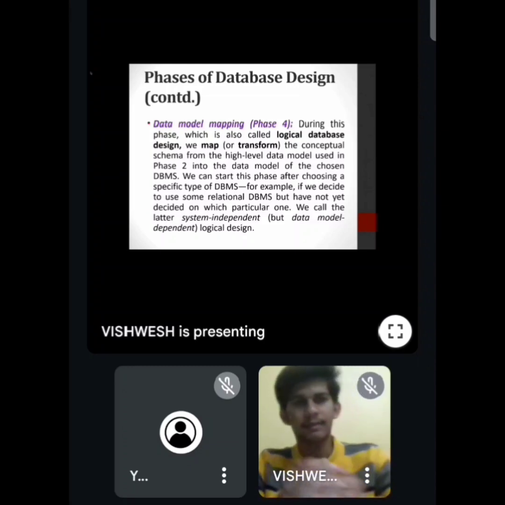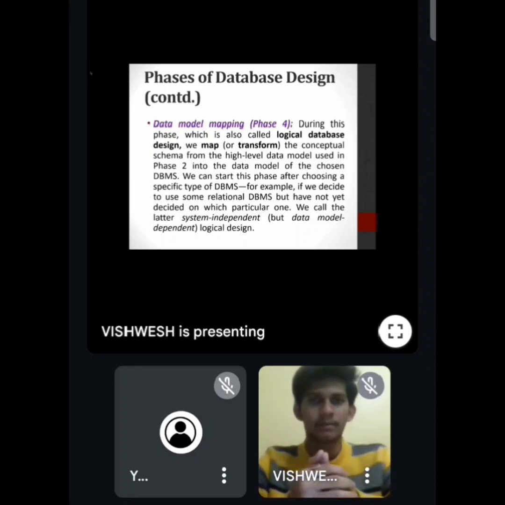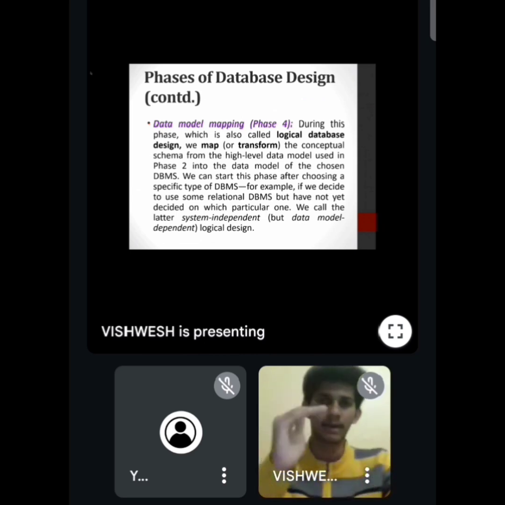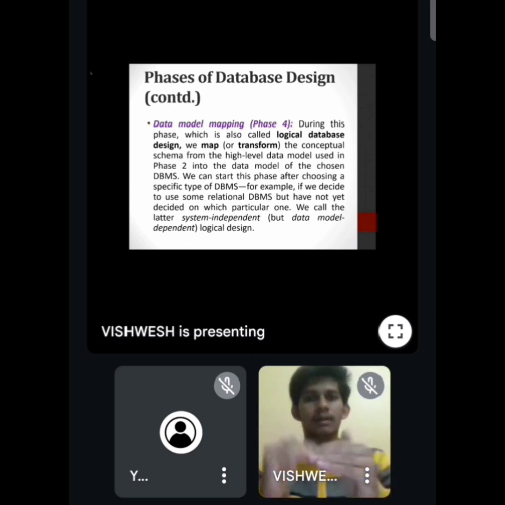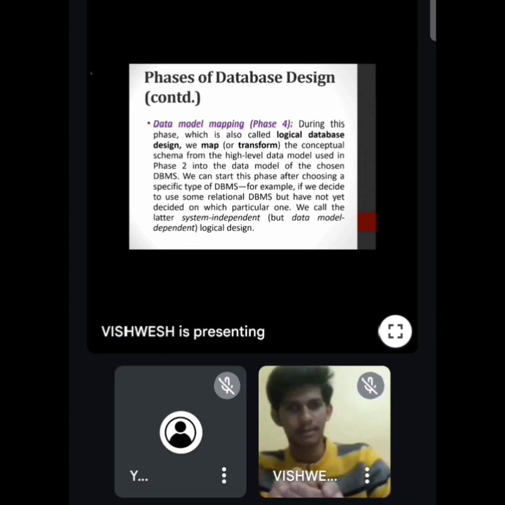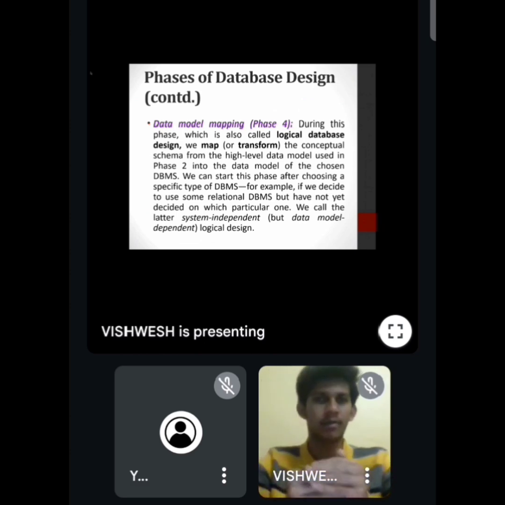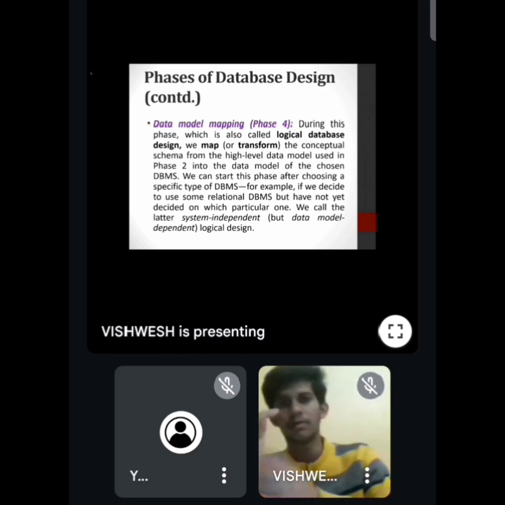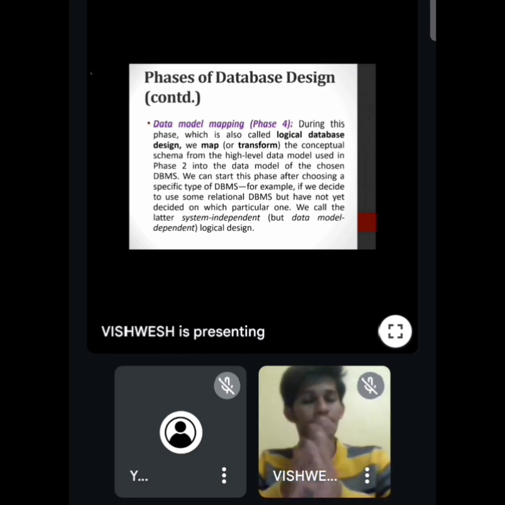Our next phase is data model mapping. This is also known as logical database design. What we do in this phase is transform the conceptual schema from the high-level data model to the data model of the chosen DBMS. The high-level data model is used in phase 2, so we convert the high-level data model to the data model of the chosen DBMS. Now we can start this phase after choosing a specific type of DBMS.